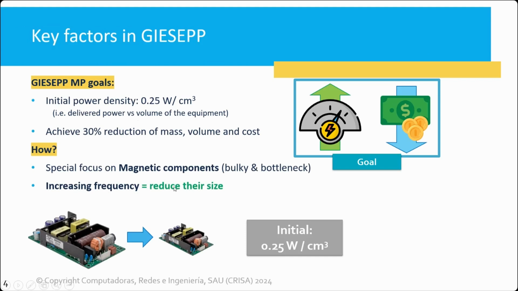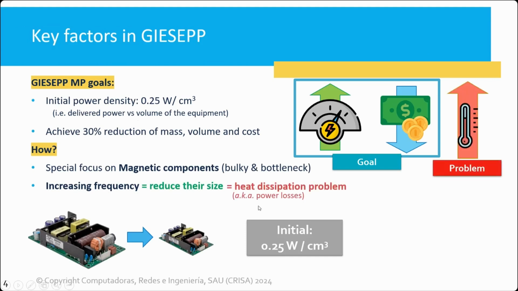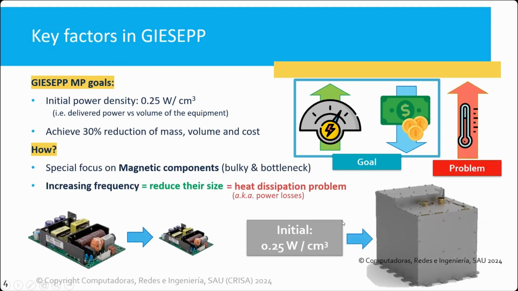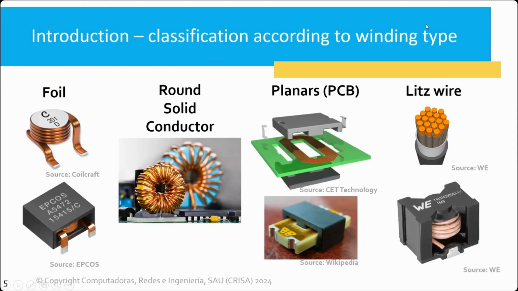By doing so, we reduce the size, but as a counter effect, we have heat dissipation. The more we decrease their size, the more problematic the heat dissipation, or power losses, becomes. So will we be able to make that 30% reduction of the mass and volume in GIESEPP MP? We'll see at the end of the presentation. I will reveal it. So let's start our journey into the magnetic components.